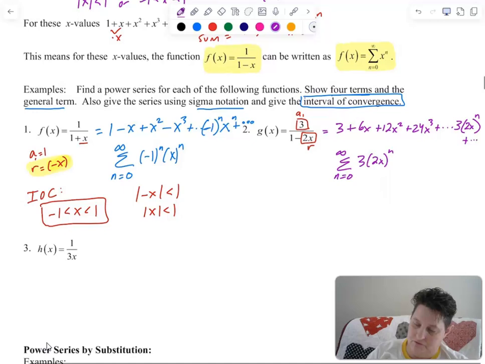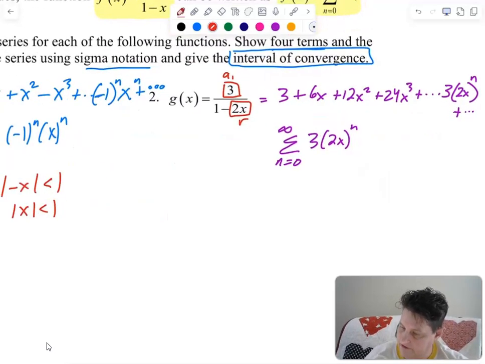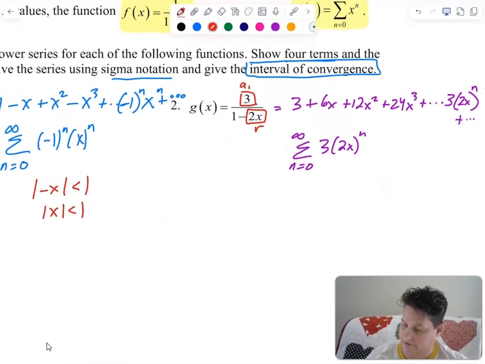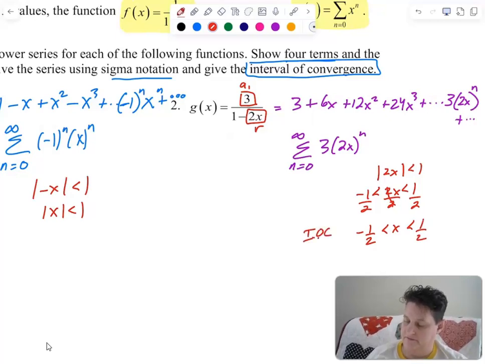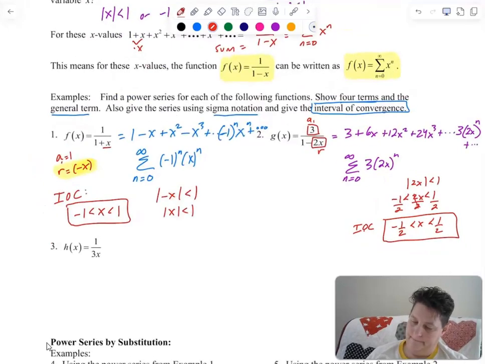All right, for this one, the interval of convergence, I know that R, which is 2x, the absolute value of that has to be less than 1. So I'm going to split it out like this. Negative 1 is less than 2x is less than 1. And to solve, I divide everything by 2. So I get negative 1/2 is less than x is less than 1/2. This is my interval of convergence for this power series. Okay, which means that if this power series wants to converge, the x needs to be between negative 1/2 and 1/2. Okay? All right, sweet.